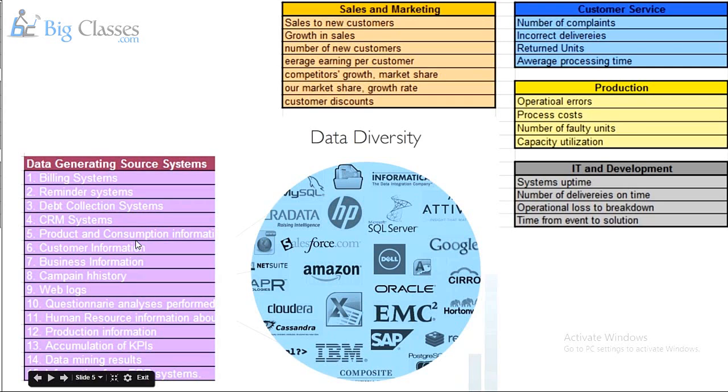These are known as data generating source systems. When you go and purchase a ticket at a movie counter, they will create a transaction in the transaction systems. If you go and buy a watch on Amazon or Flipkart or eBay, they will create a transaction there. These are all the places where a lot of data is generated.